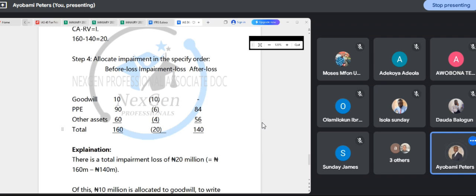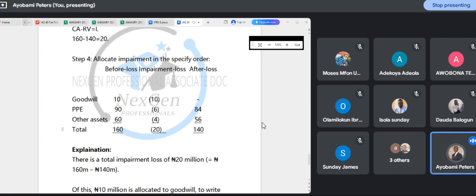Now you can be asked to describe how to carry out an impairment test. Once they ask you that type of question, your answer should be that to carry out an impairment test, first of all, you need to look at the indication of impairment. And when it has been ascertained that there is an impairment indeed, the next thing you do is to determine the recoverable amount of that asset, and then you compare it with the carrying amount of the asset.